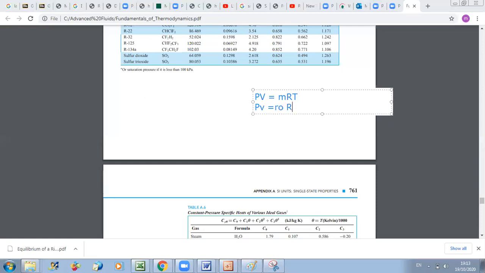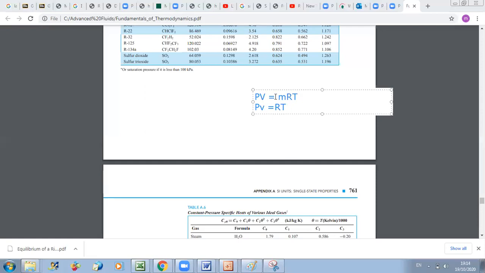Yes, rho, yes. I see your point. If you write just PV with the specific volume, it means that you are dividing by the mass, so it's M.